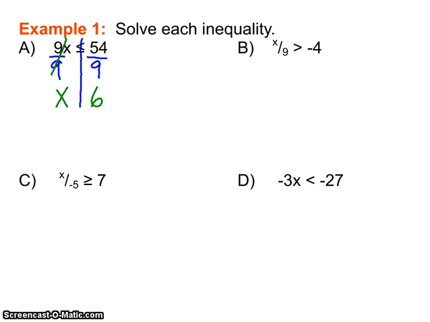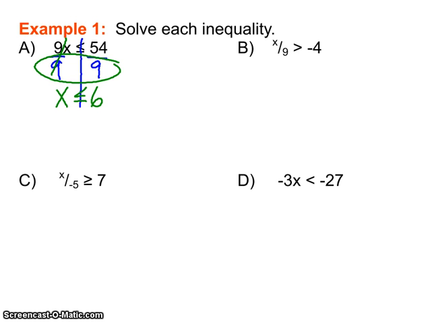Now here's where you need to stop and think. Did I multiply or divide? Yes. Is it by a negative? No. Therefore, I can just bring down my inequality sign, and we get the final answer that x is less than or equal to 6.